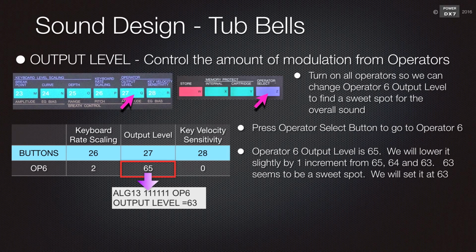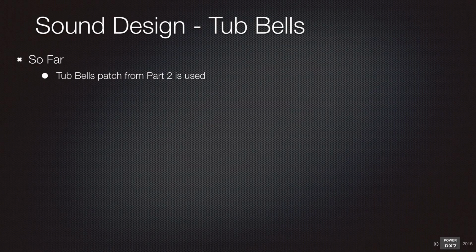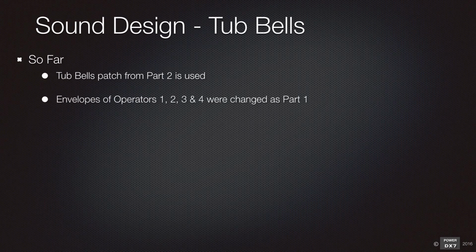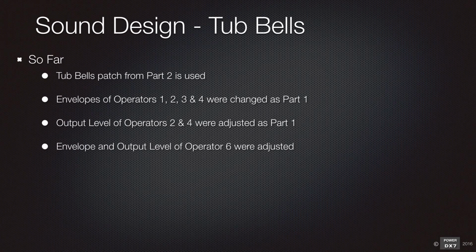63 seems to be a sweet spot, so we will set it at 63. We use the Tube Bells patch from the Part 2 tutorial. We change the envelopes of operators 1, 2, 3, and 4, just like in the Part 1 tutorial. We adjusted the output level of operators 2 and 4, just like in the Part 1 tutorial. We adjusted the envelope and output level of operator 6.